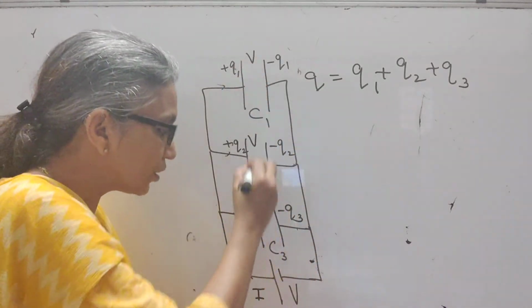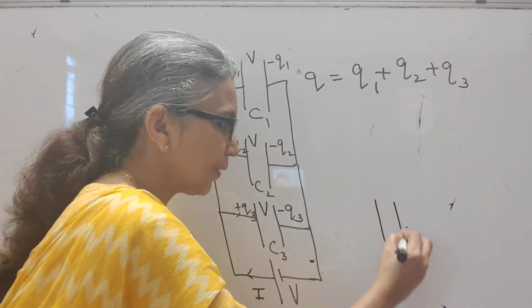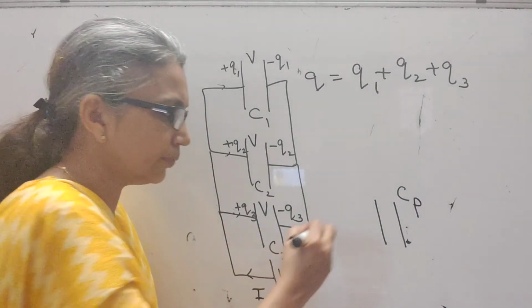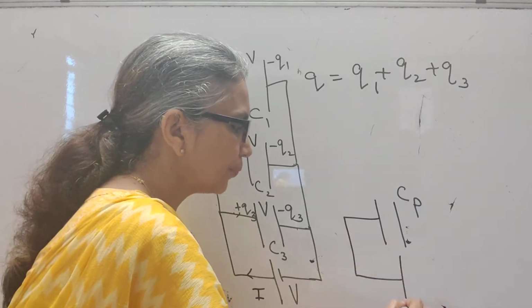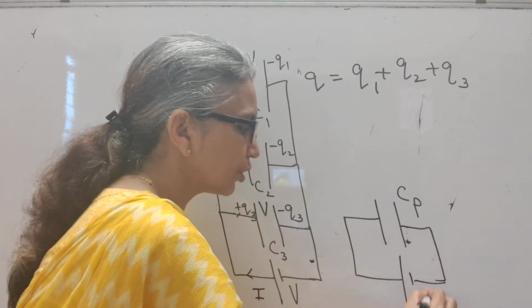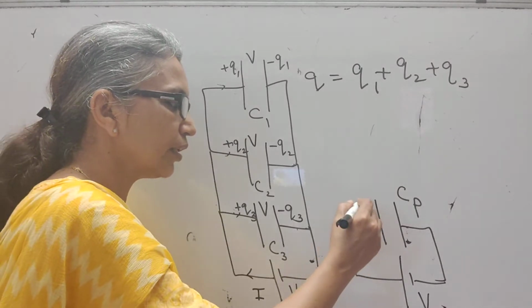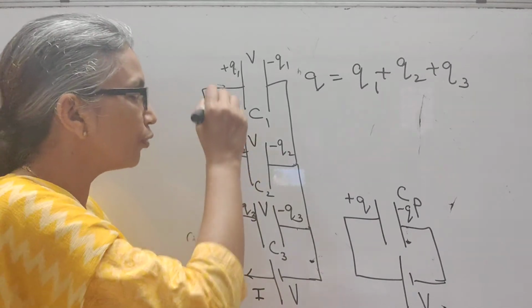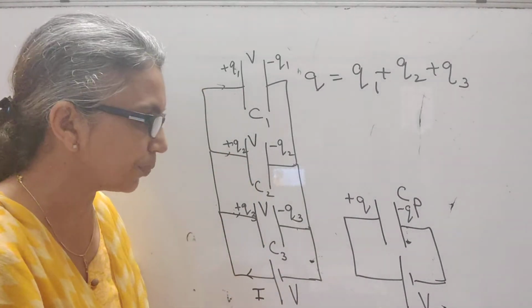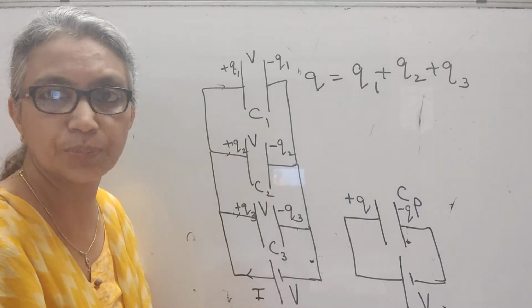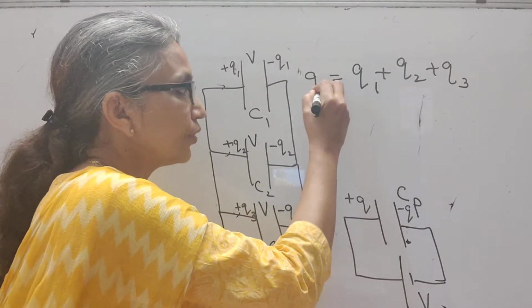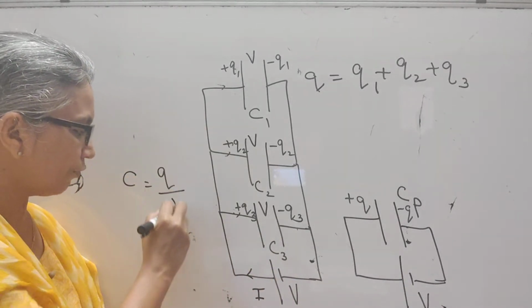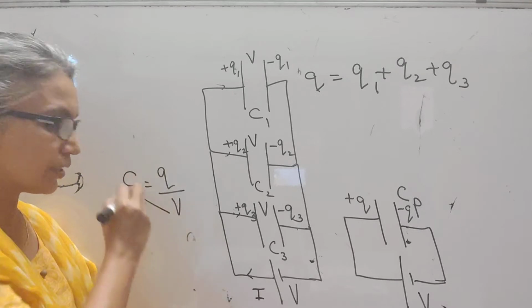So here, if you replace all of them with a single capacitor whose capacitance Cp is the effective of all of them in parallel, then you may say this also has the same potential difference V and this is carrying a charge plus Q and minus Q, plus Q being the total of Q1, Q2 and Q3. Total charge will be Q, which is equal to Q1 plus Q2 plus Q3. So we have this Q. The formula for C is Q by V. So then Q equal to CV.